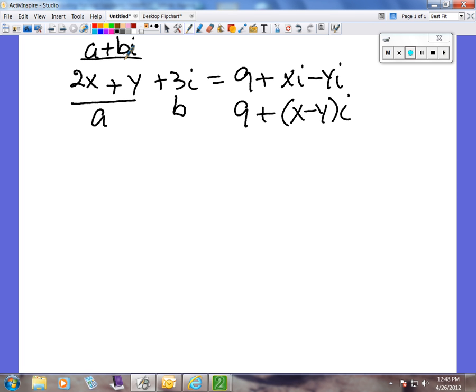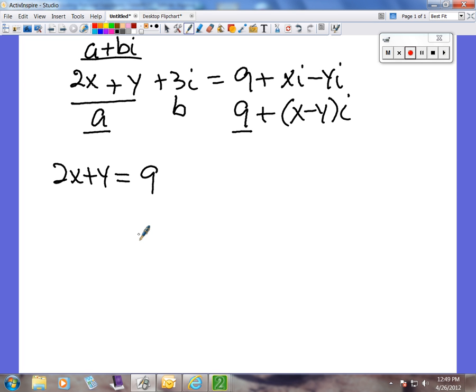So the first thing you have to do is make sure you understand you have 2 complex numbers in a plus bi form. Now we can solve because if these 2 complex numbers are equal, then their parts have to be equal. That would be understood. So that means this a has to equal this a. So you take 2x plus y has to equal 9. Those are the real parts. See where I got that?